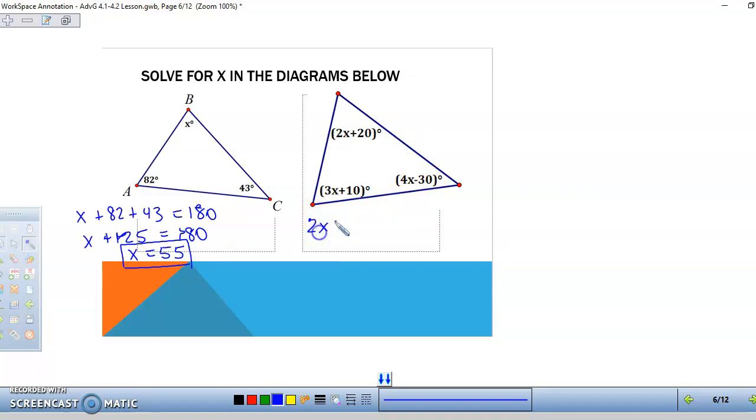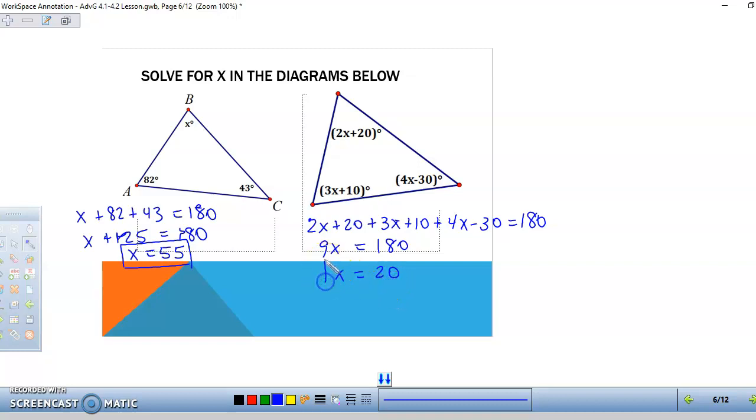Okay, next one is slightly harder, but still the same basic idea. You're going to take these 3 angles, the expressions, add them together, and set that equal to 180. So combine like terms here, we have 9x, and then we have 30 and then minus 30. So those are going to cancel. 9x equals 180. Divide by 9, and you get x equals 20.